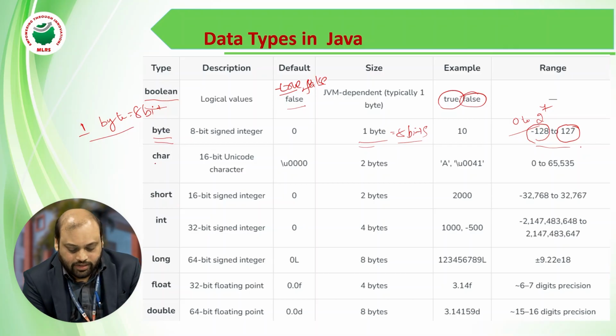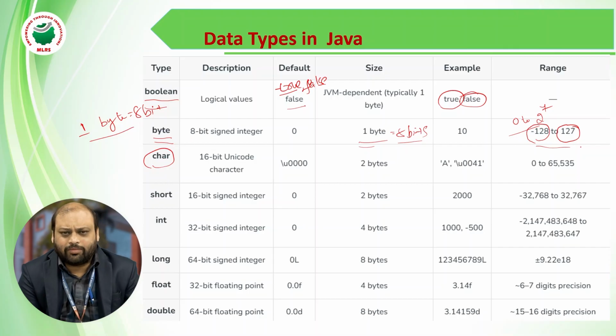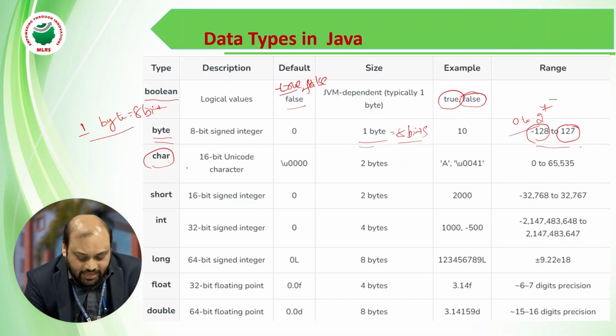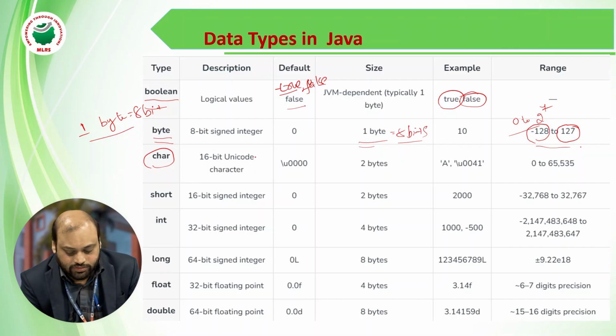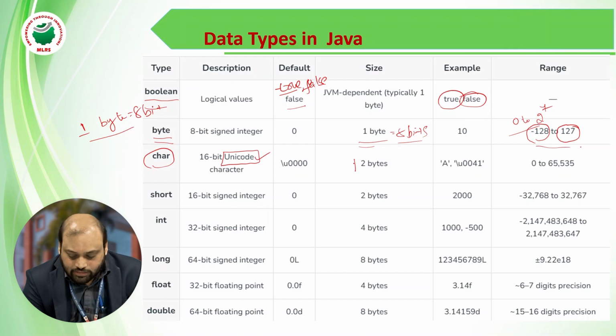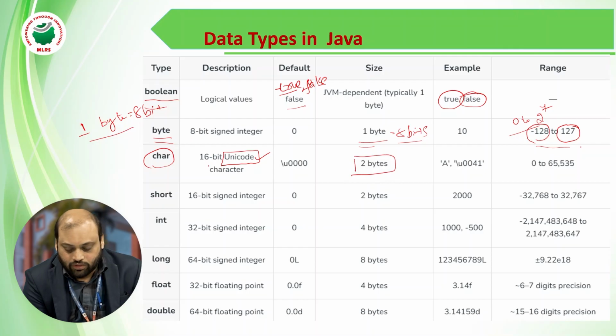So next one, char. In C programming, you will have the character data type. The main difference between the C character and the Java character data type is that in C you are storing ASCII values, and here Unicode values. As it is saving the character in Unicode format, that is the reason it is taking 2 bytes of data. It is a 16-bit character, so we can use Unicode format.